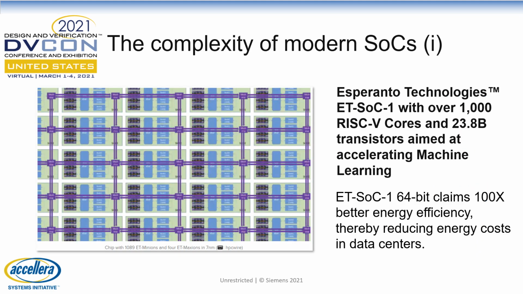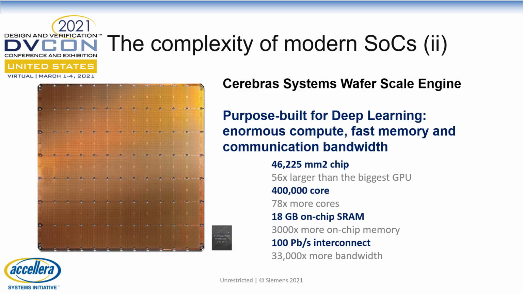Looking at two specific examples of SoCs, Esperanto Technologies' ET-SoC-1 contains more than 1,000 custom RISC-V cores. The main application for this device is accelerating machine learning applications. Fabricated at 7 nanometers, this device contains almost 24 billion transistors. Another example is the Wafer Scale Engine from Cerebras Systems, a system designed for accelerating deep learning.